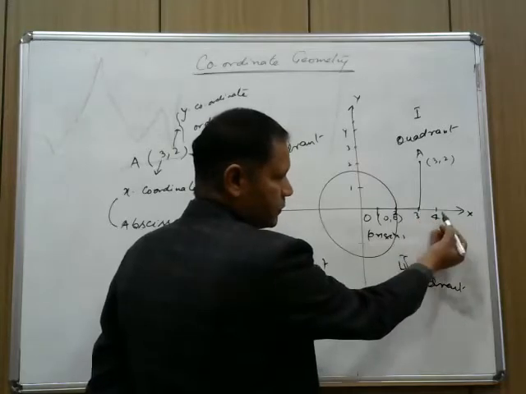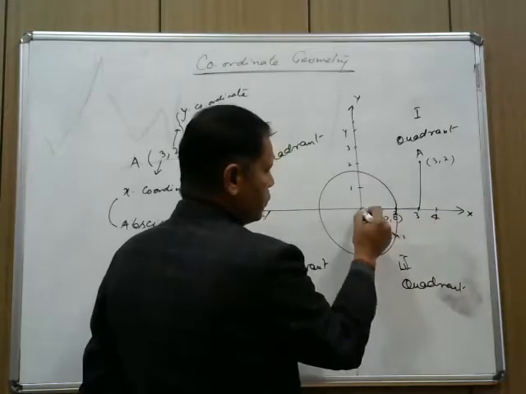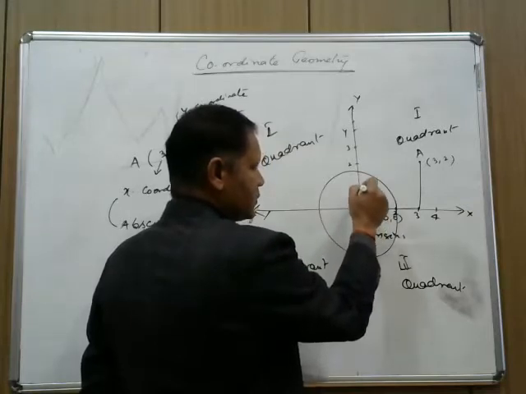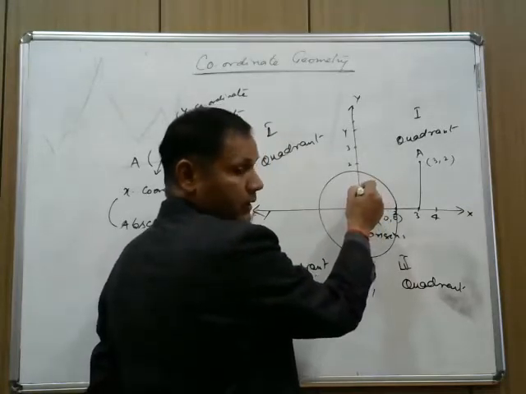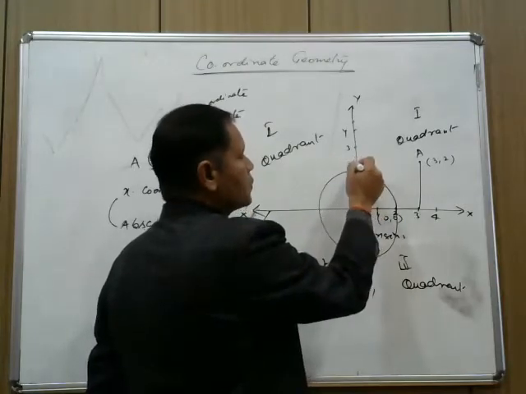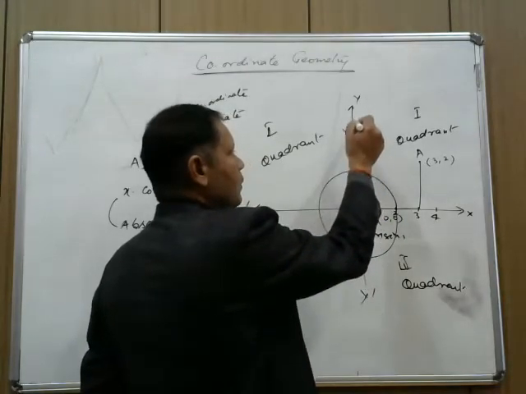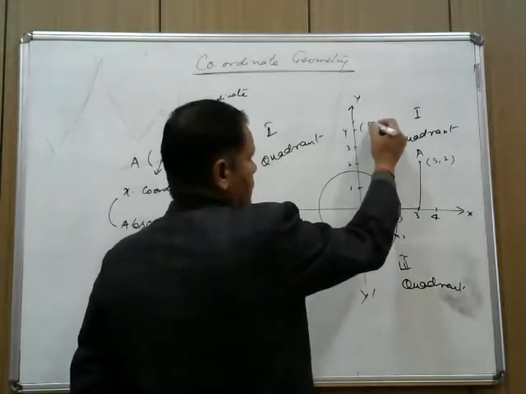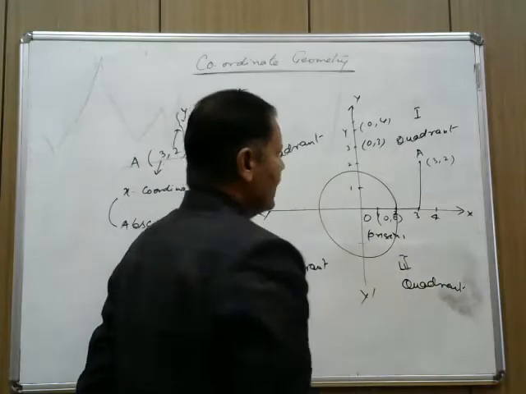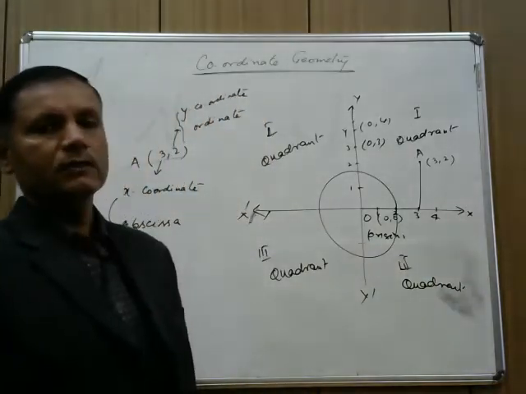Okay. Now tell me, what would be the coordinate of this point? 3, 0? 4, 0? 0, 0? Here, x coordinate is 0, y coordinate is 1. So the coordinate of this point will be 0, 1, 0, 2, 0, 3, 0, 4. This is 0, 4, 0, 3. Why am I saying 0, 3? Why am I not saying 3, 0?